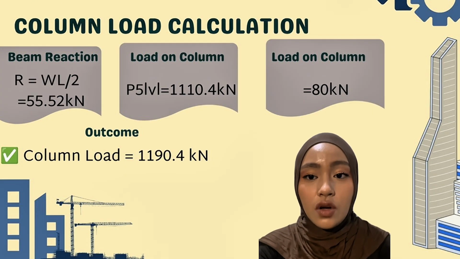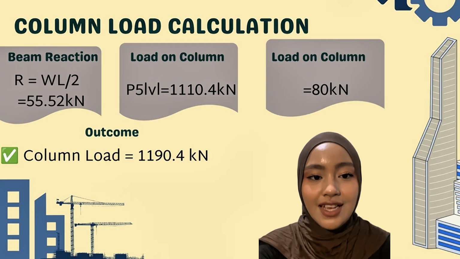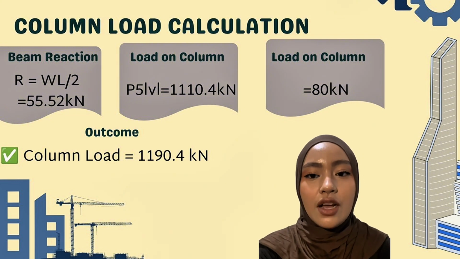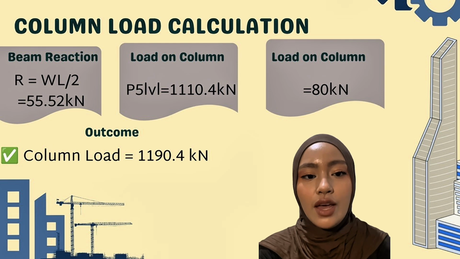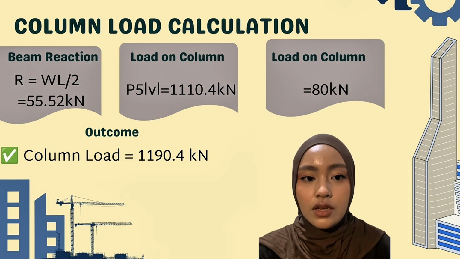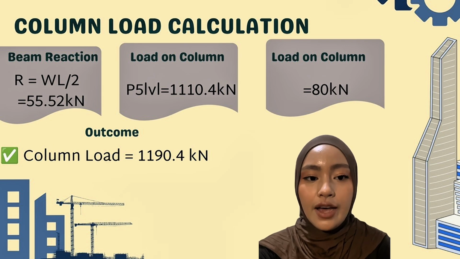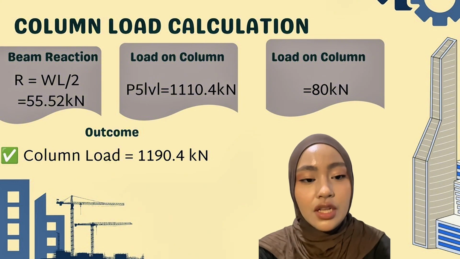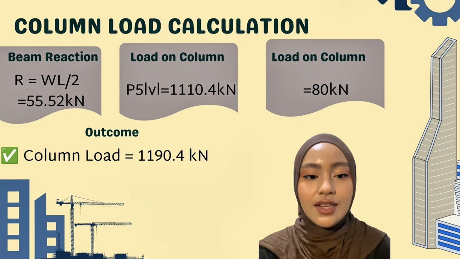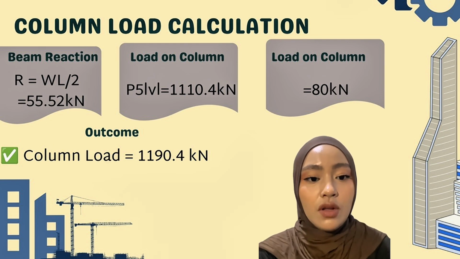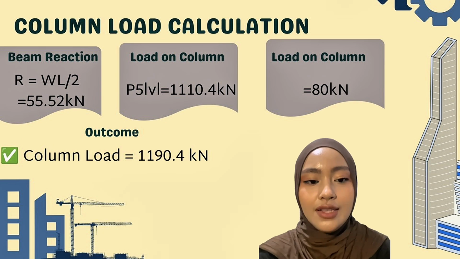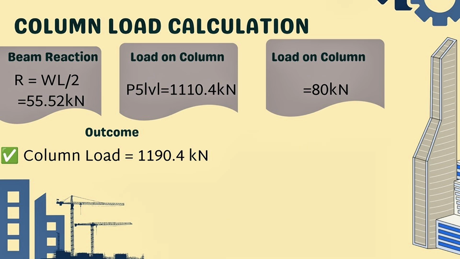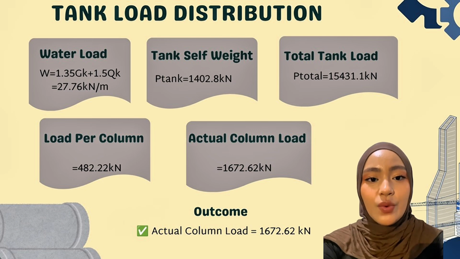This slide shows the calculation of the column load. First, the beam reaction was determined using the equation R equals WL over 2, which gave a reaction force of 55.52 kilonewton. The total load transferred to the column from level 5 was 1110.4 kilonewton. An additional 80 kilonewton load was considered. Therefore, the final column load is 1190.4 kilonewton.